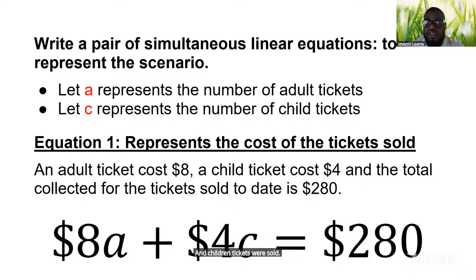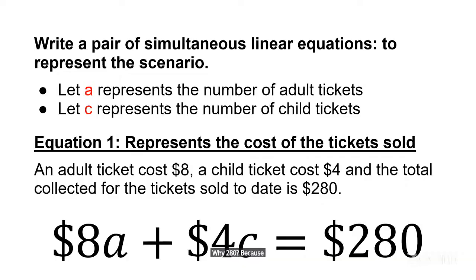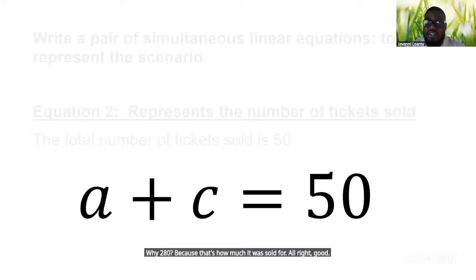All right? So this is the first equation. Remember that a simultaneous equation has 2 equations that we need to solve simultaneously, in other words, together. Is everybody okay with the first equation of 8A added to 4C equal to 280? Why 280? Yes, because that's how much it was sold for.